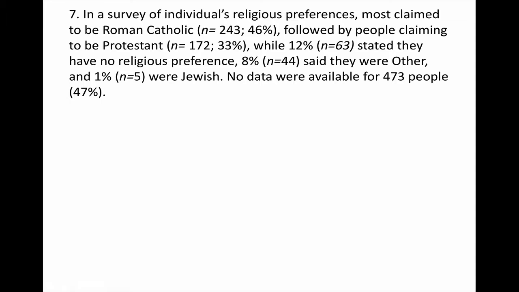In a survey of individuals' religious preferences, most claimed to be Roman Catholic, followed by people claiming to be Protestant, while 12% stated they have no religious preference. 8% said they were other, and 1% were Jewish. No data were available for 473 people. Okay, we got a lot of problems here. First of all is this notion of claim to be. And I use this as an example because I have seen students do something like this a lot. See how we have, they claim to be Roman Catholic. They claim to be Protestant.